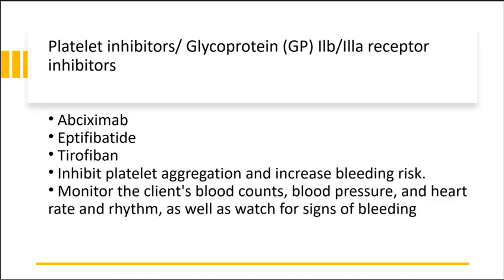So for these clients, we want to monitor the client's blood count. Look at the blood pressure, because if there's a drop in the blood pressure, that could tell you your client might be bleeding. Look at the heart rate and the rhythm, because you can get signals or indicators from them. You also want to watch out for signs of bleeding, like the petechiae we talked about, the purpura, black tarry stools or melena. Look out for hematemesis, look out for bleeding gums in these clients who are on your platelet inhibitors like abciximab, eptifibatide, and tirofiban.